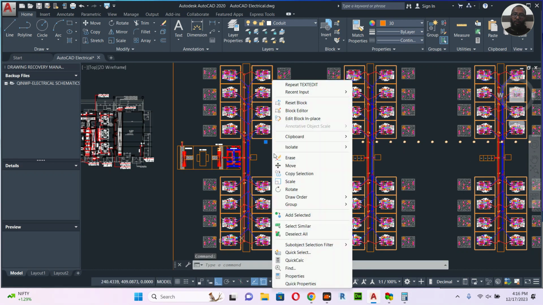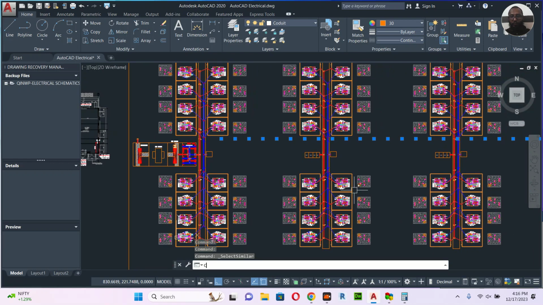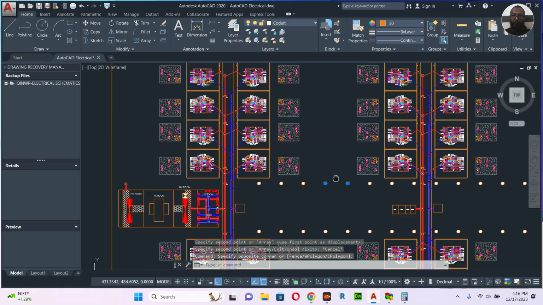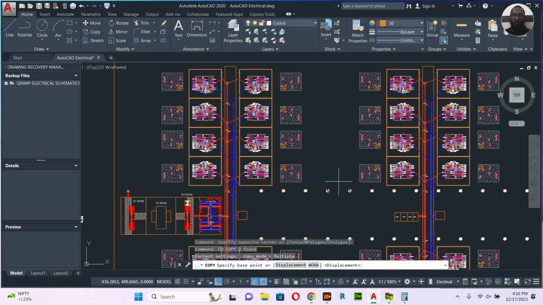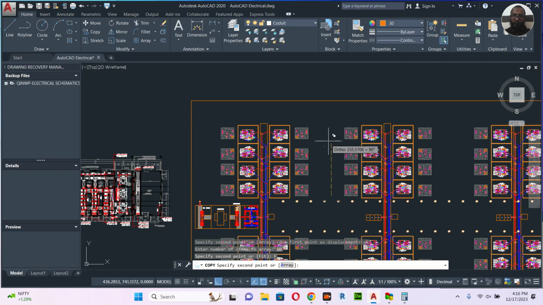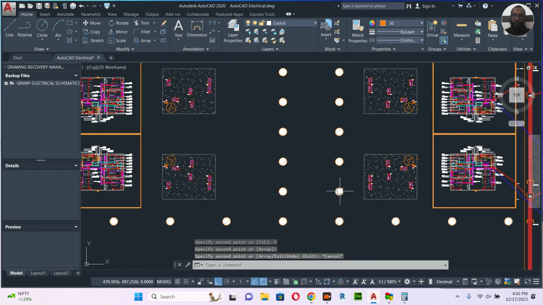So let me select similar, right click, select similar. So let's copy. I need a light here. So there will be a light here. Let's copy, click. I need array. Let's put 10 lights, and we will fit up to here. I think 10 lights is too much. Let's delete this one.